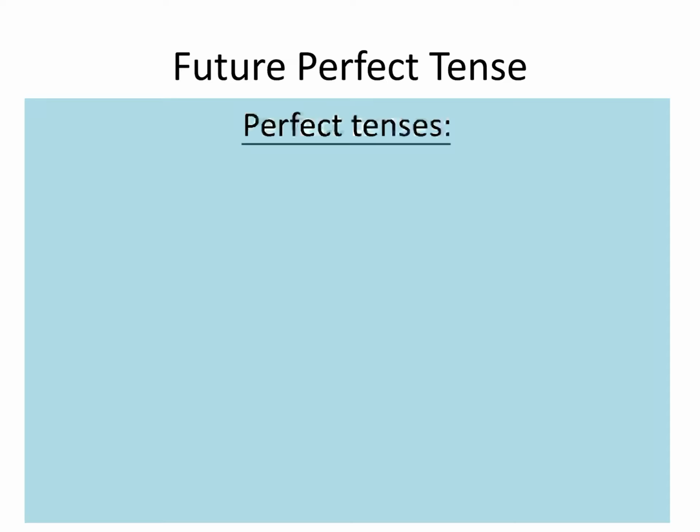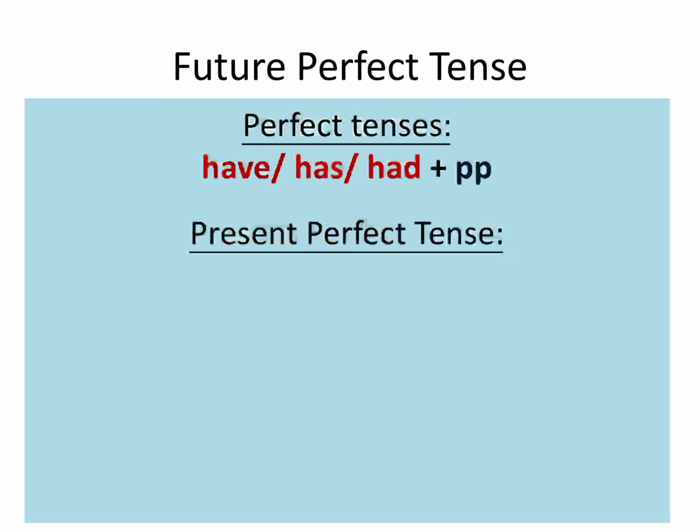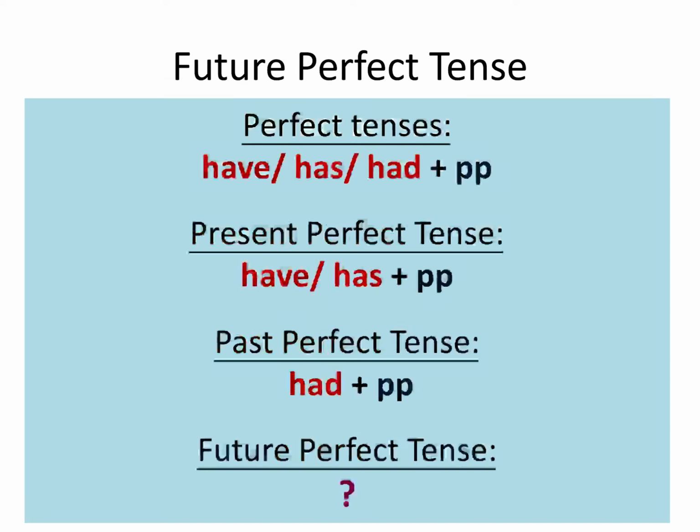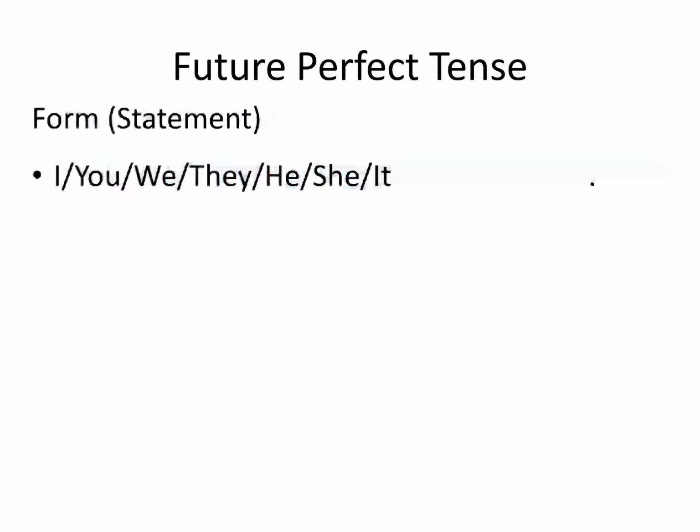We know that the forms of present or past perfect tenses are have or has or had plus pp, depending on the time. That's why the form of present perfect tense is have or has plus pp, while the form of past perfect tense is had plus pp. Following the same pattern, how does future perfect tense look like?